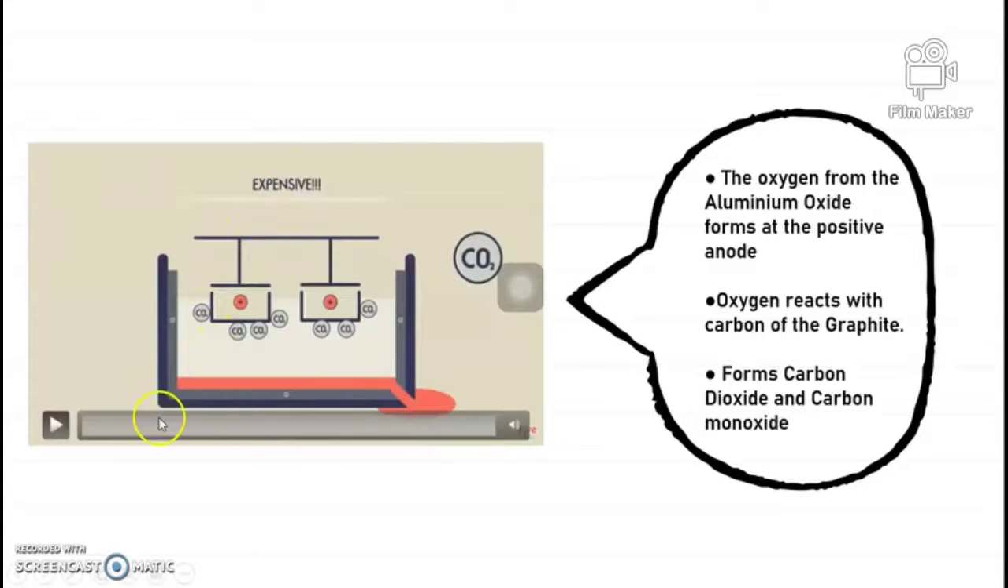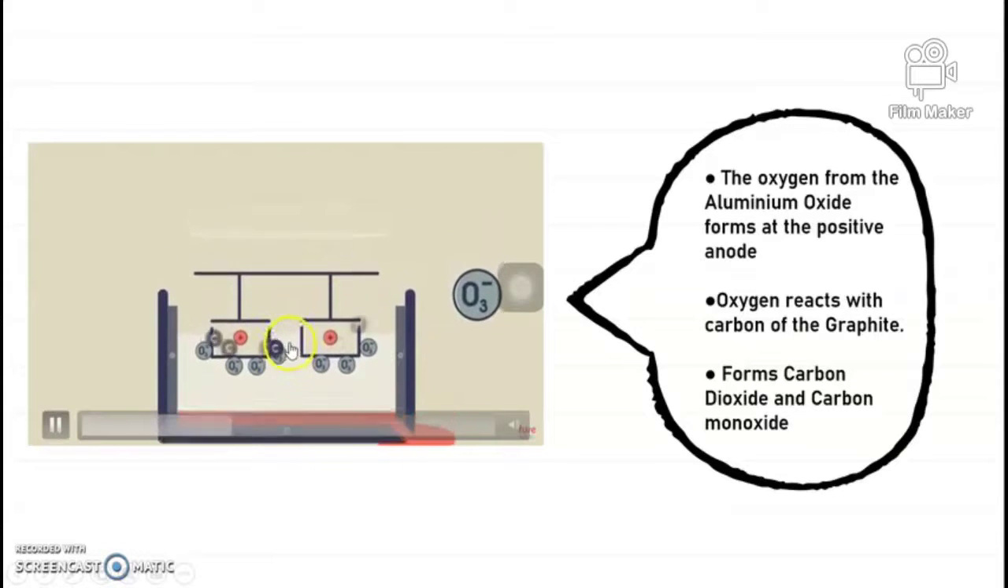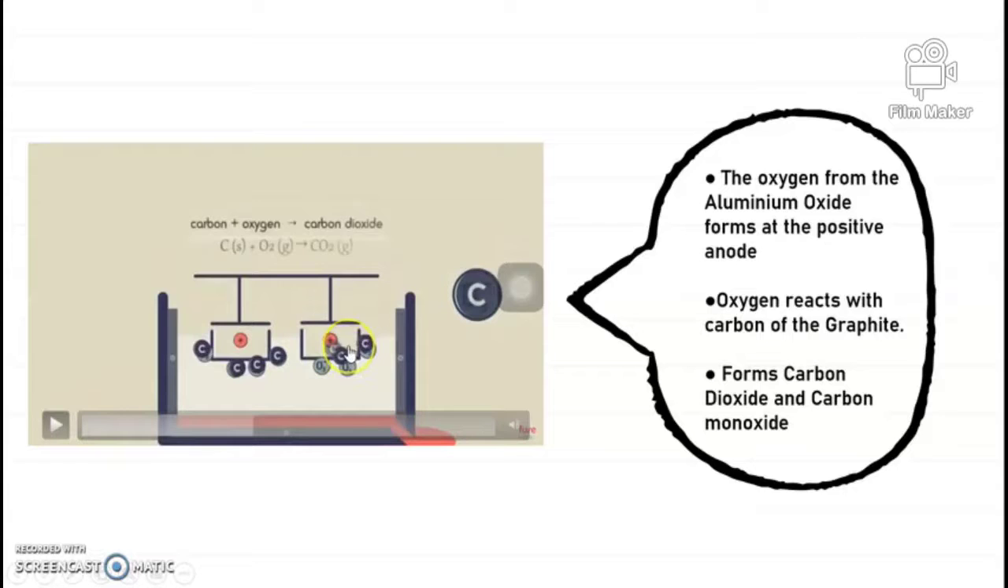Okay, as we can see in the video, the oxygen from the aluminum oxide forms at the positive anode right here. And then the oxygen reacts with the carbon of the graphite, and when it reacts with the carbon of the graphite, it forms carbon dioxide and carbon monoxide. This is what happens at the positive anodes of this electrolysis process, and this is the half reaction that occurs at the positive anodes.